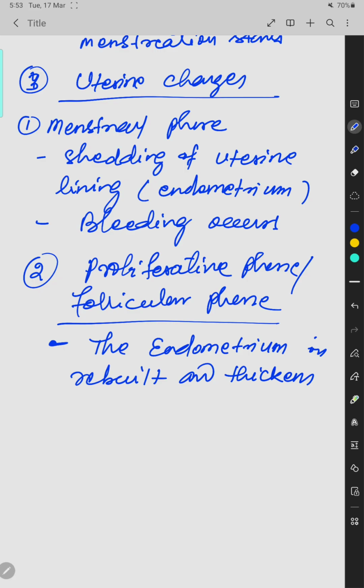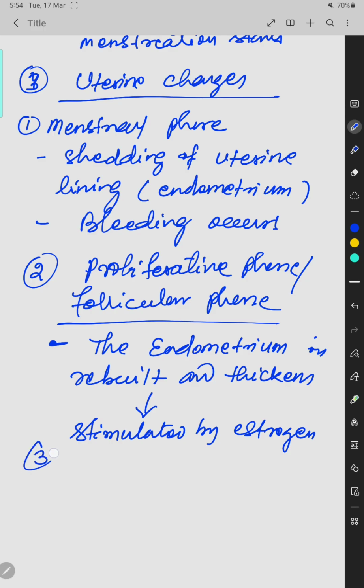And this thickening of endometrium is stimulated by estrogen. These points are very, very important.